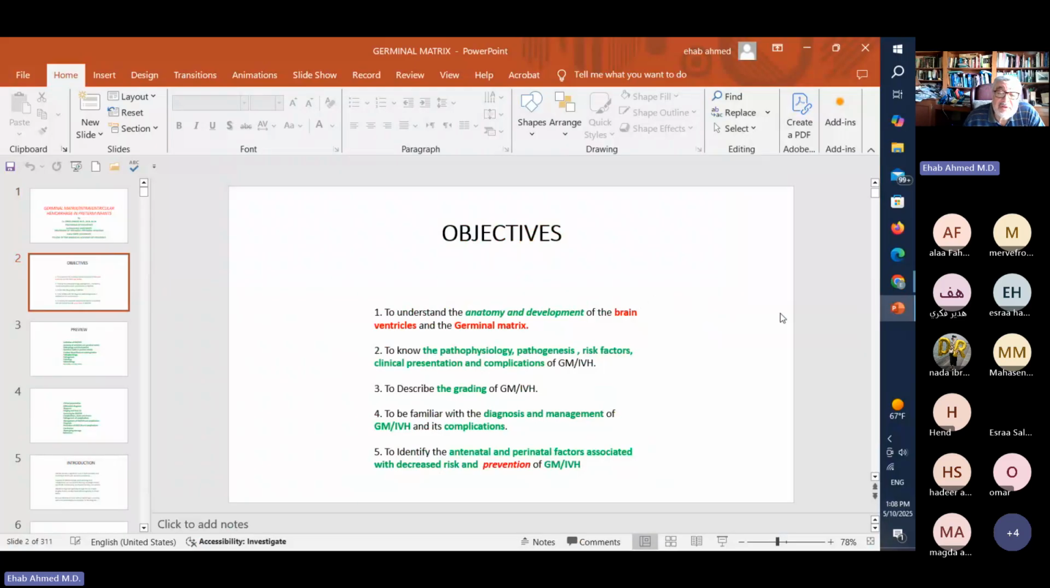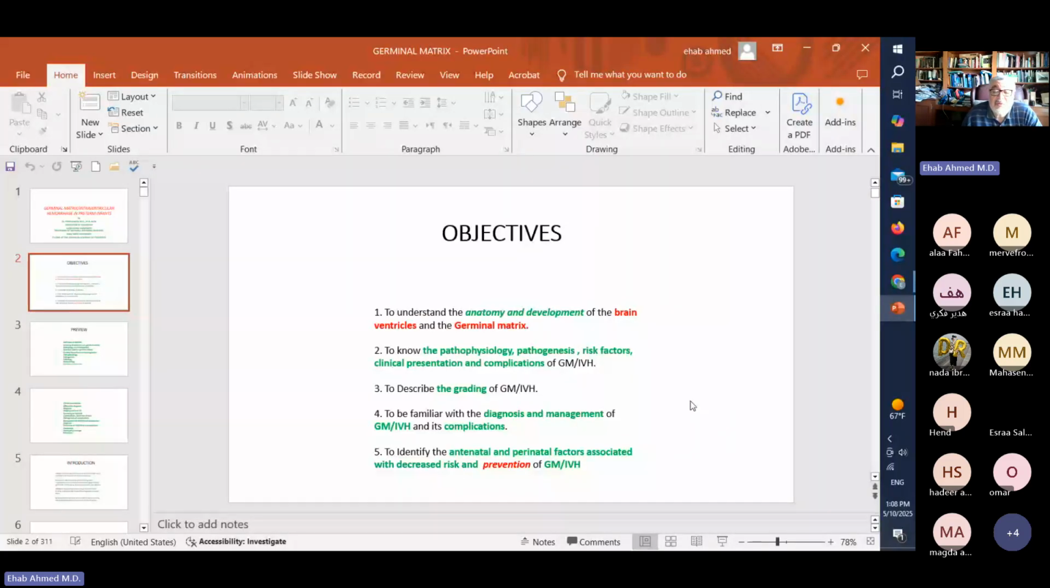We are trying to understand the anatomy and development of the brain, ventricles, and germinal matrix, because if we know the anatomy and the embryology, we'll be aware of the changes that occur in utero. And if the baby is born premature, we will know the defect. Where is the defect, and why is this baby at high risk for GM-IVH?